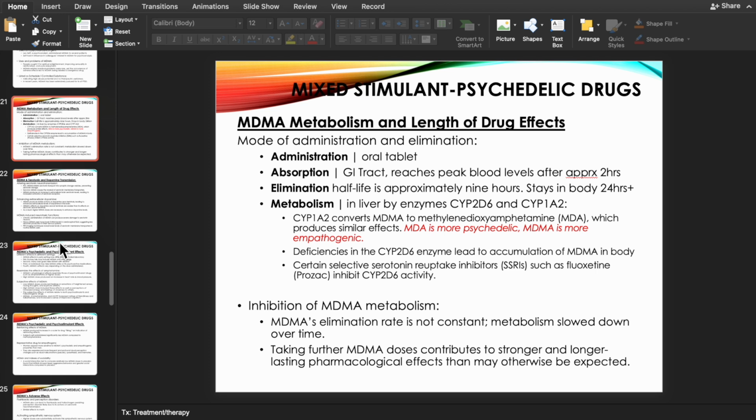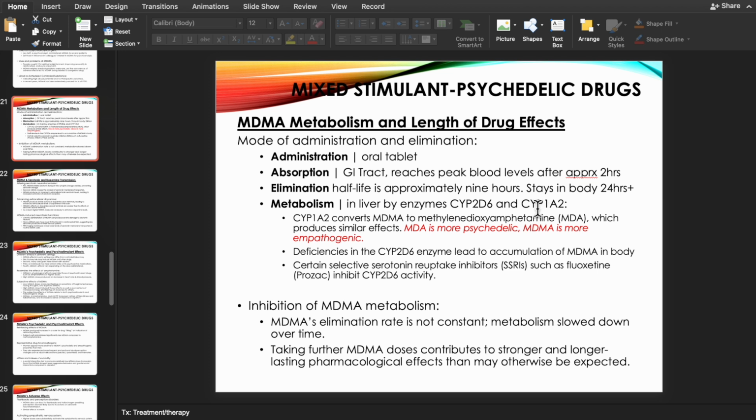Again, with anything you take orally, many factors influence absorption. Someone's weight, what's in their stomach, tolerance, genetics, things like that. The elimination half-life is approximately 9 hours, and it can stay in the body 24 plus hours. Okay, it's metabolized by the liver, by these 2 enzymes.